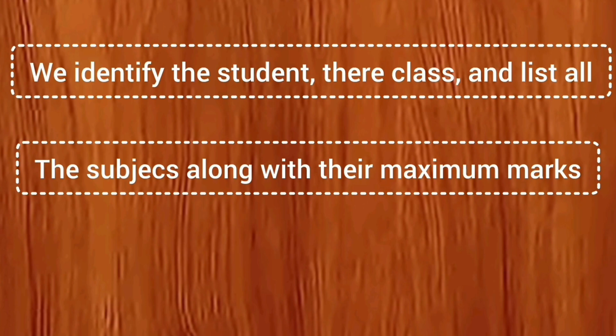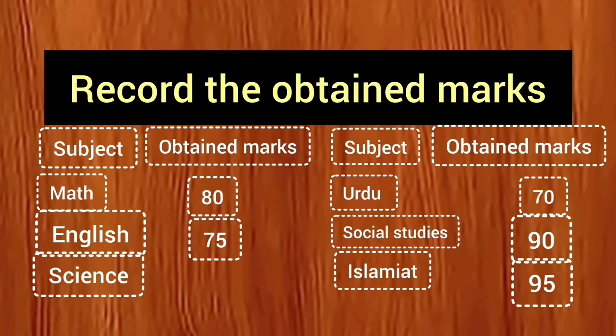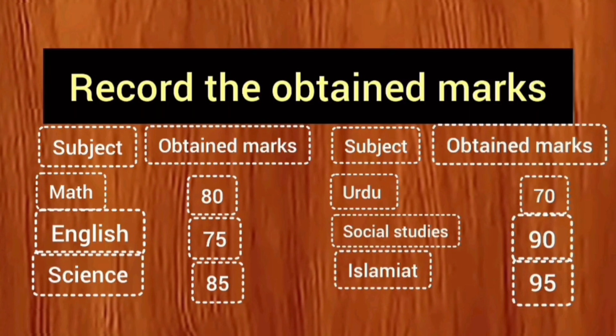First, we identify the student, their class and list all the subjects along with their maximum marks. Next, we record the marks obtained by the student in each subject. Now add all the obtained marks to calculate the total.